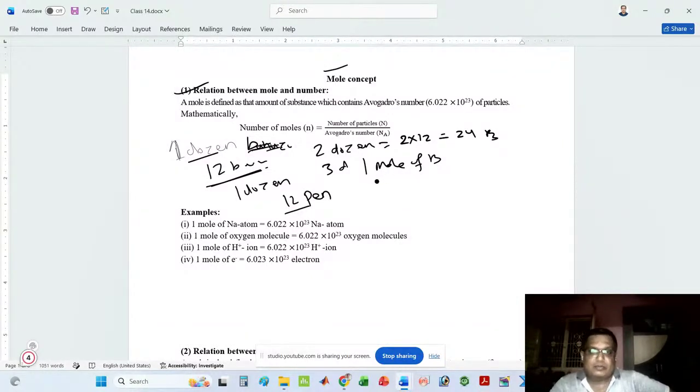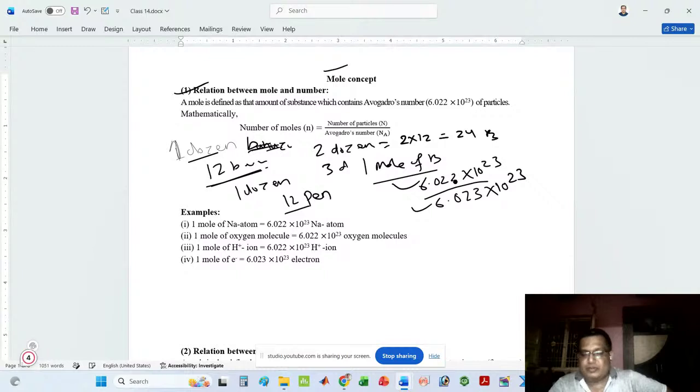Suppose I want to bring 1 mole of banana. Then how many banana will you bring? You must bring Avogadro's number of banana. Avogadro's number means 6.022 into 10 to the power 23, or sometimes you can write 6.023 into 10 to the power 23. You can use this value or that value.